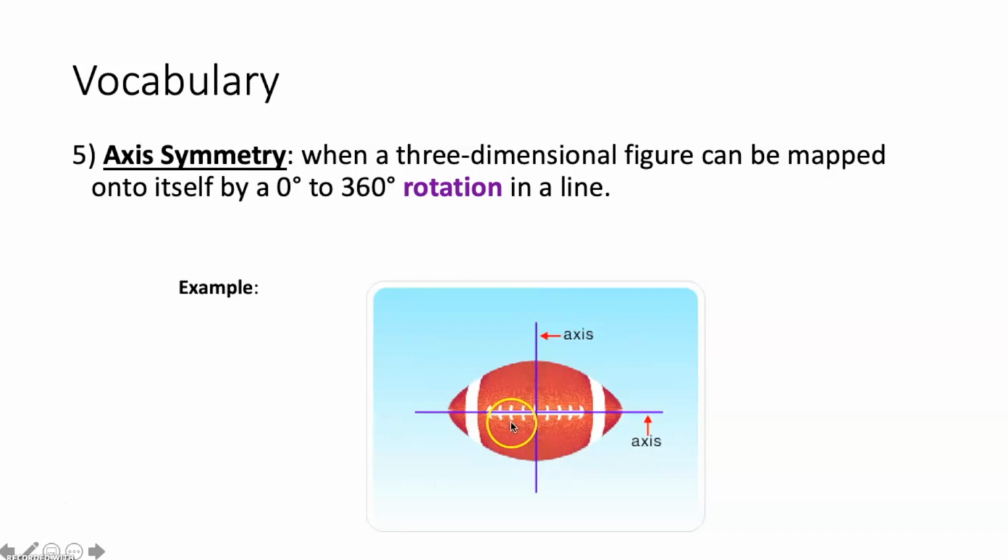There would be points where the ball would be exactly the same as it was in the beginning, disregarding the laces. Same thing if I were to stick a spike straight down the middle of this ball, and if I were to rotate it 180 degrees, it would be the exact same as it was at the beginning. Then I would rotate it 180 degrees more, and we would get back to the original figure. So that's when a figure has axis symmetry.